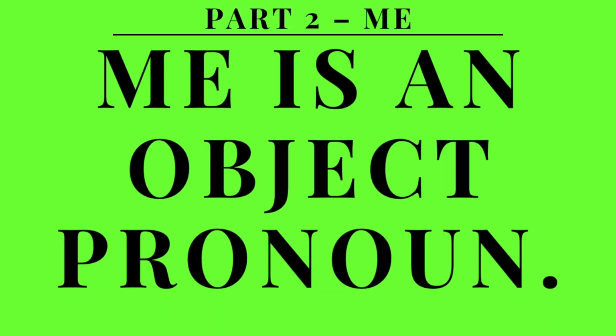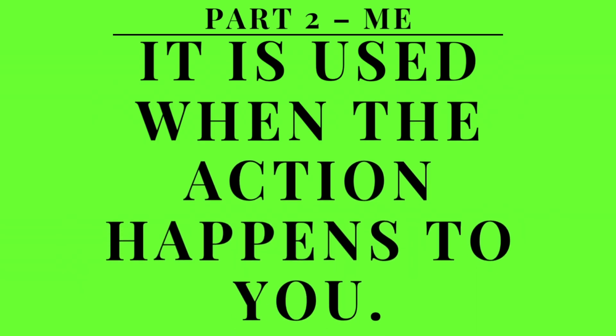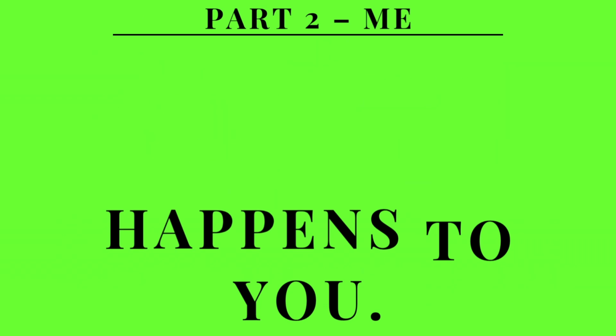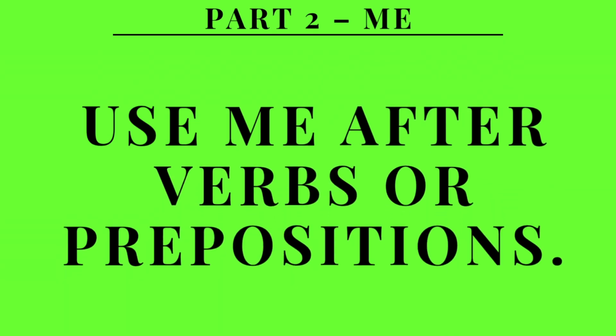Part 2. Me is an object pronoun. It is used when the action happens to you. Use me after verbs or prepositions.